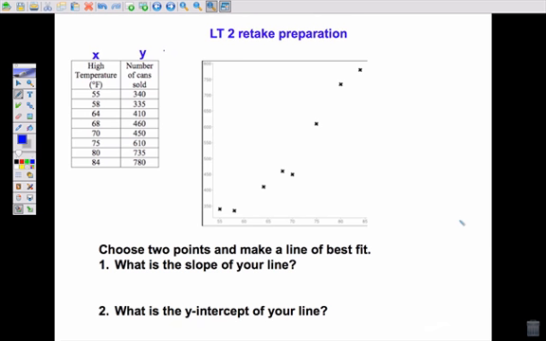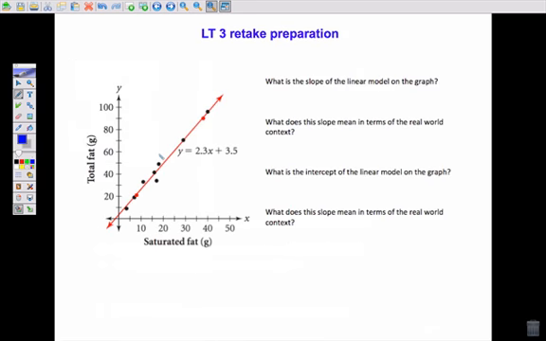Here are your practice problems for learning target 2. You're going to be calculating a slope and a y-intercept. All the coordinates for the points on this graph are right over here, so that'll help you in calculating it. So if you need learning target 2, go ahead and pause and do those. If you need learning target 3, there are your questions for learning target 3. So go ahead and do whatever practice problems you need to do. Bring them to us and we will give you the retake.